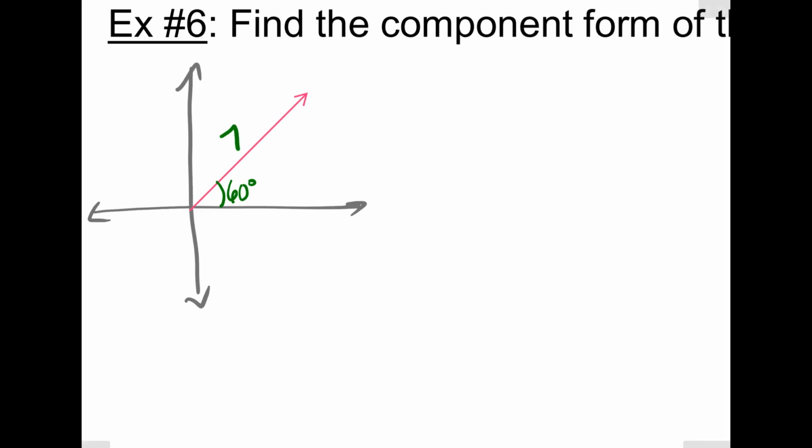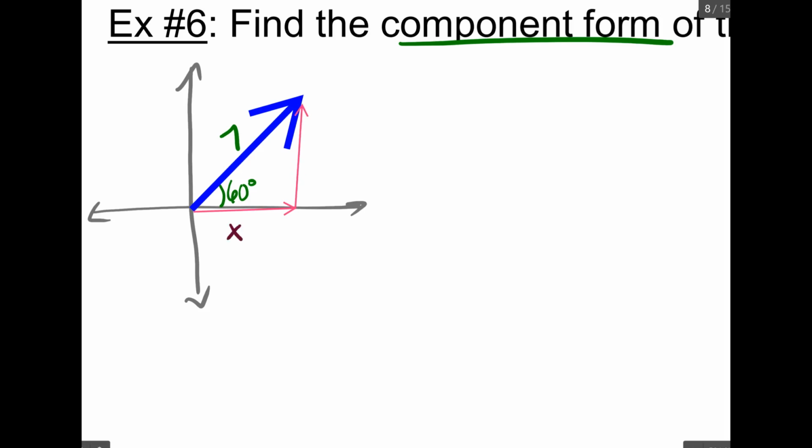What I'm trying to do is find the component form. Literally break it into the x and y parts. So how can I break this into my x and y parts? Make a triangle. I have a horizontal and I have a vertical. So I have my x component, and I have my y component.